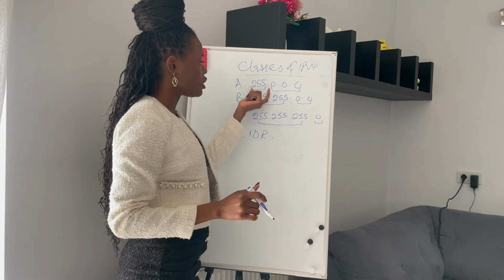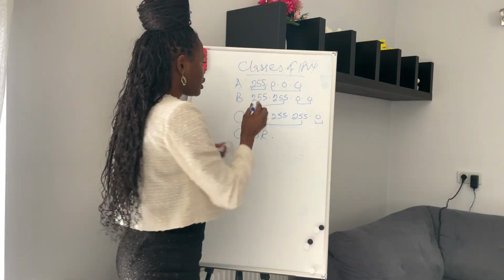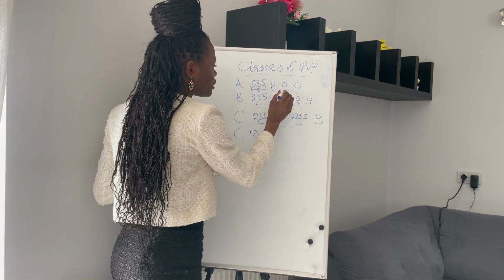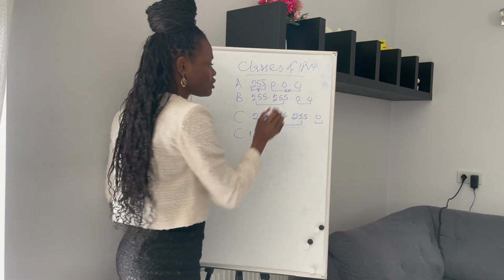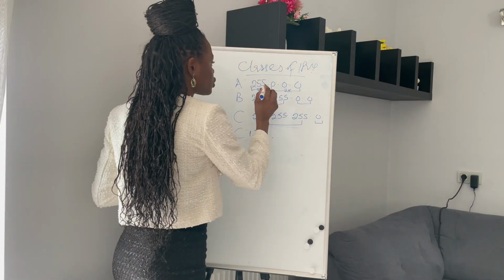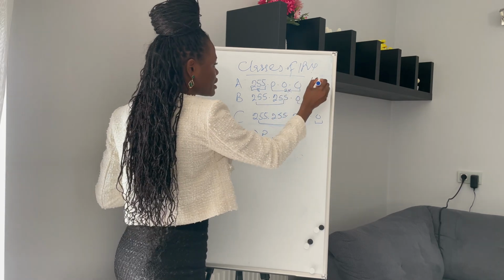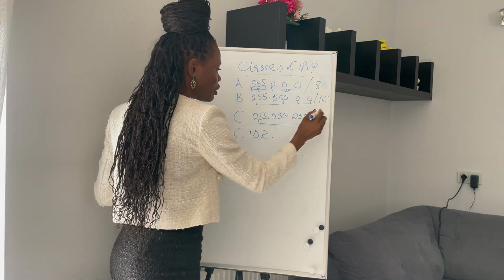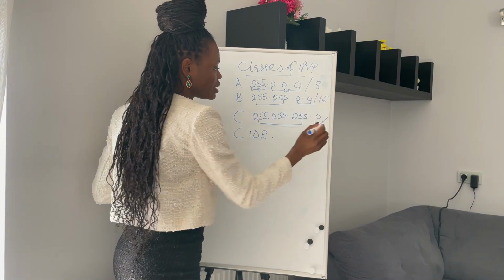Now, when it comes to the CIDR notation for these, remember we said that every octet is 8 bits. So for class A, the network bits are 8, and the remaining part is 24. Remember the sum is 32 bits: 8, 8, 8, 8, that's 32. So the CIDR notation for A will be /8. For B, it will be /16. And for C, the popular C, it will be /24.